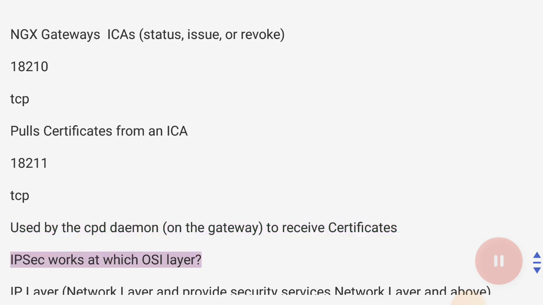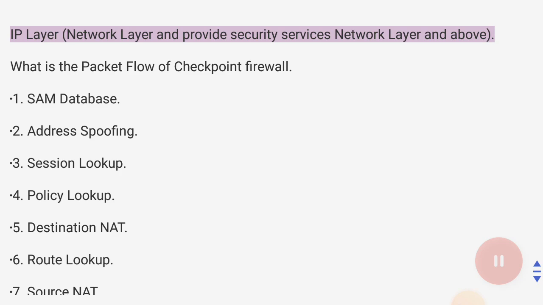IPsec works at which OSI layer? IP layer, the network layer, and it provides security services at the network layer and above.